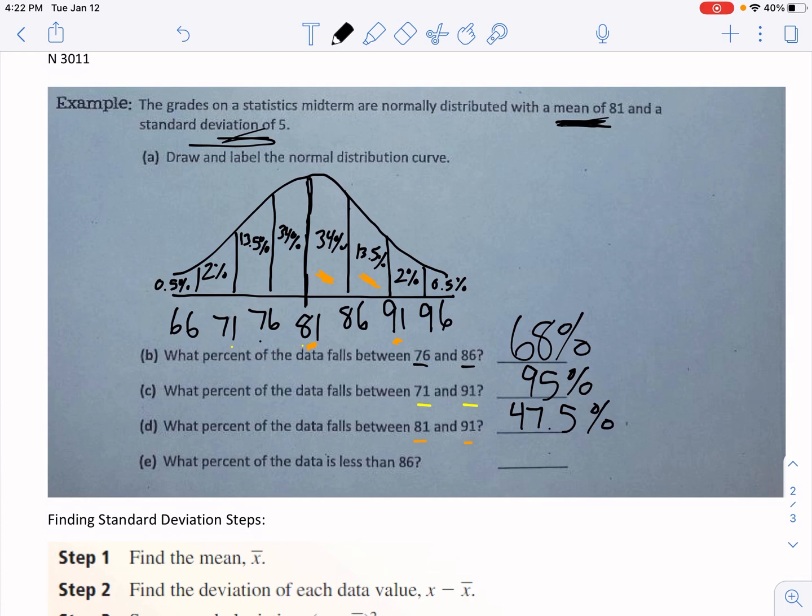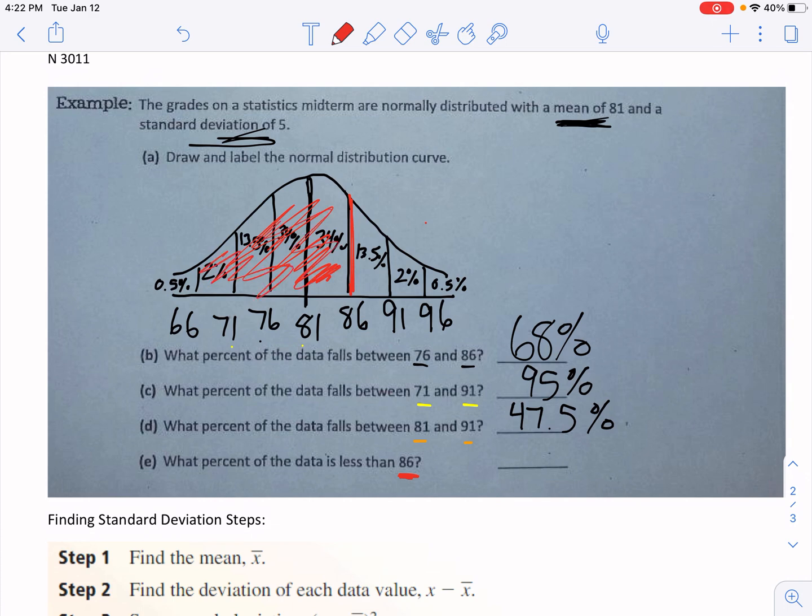Then the last question here says, what percent of the data is less than 86? Okay, well, looking at getting rid of our marks here. Whoops. I didn't want to get rid of that. There we go. Looking at this, 86 is right here. Okay? That's 1 standard deviation away in the positive direction. And they want to know what percentage is less than 86. So that's everything to the left here, because all of this is less than 86.